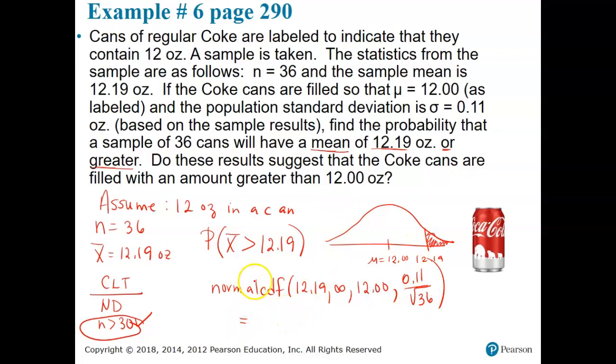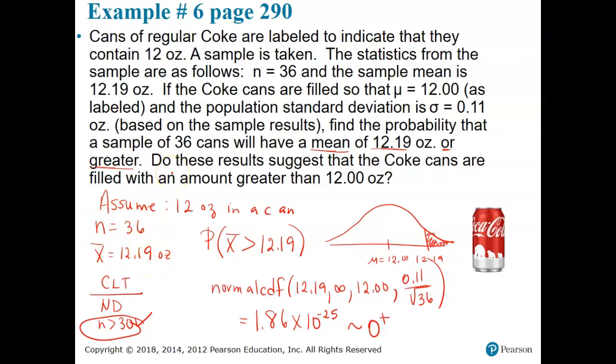Okay, when I get that value, I'm going to see that it is 1.86 times 10 to the negative 25th. I'm not even going to try to write that out, but I think we can see that that is very, very, very, very small. Okay, so what that tells me is if it's true that cans have 12 ounces in them, then it is almost impossible to select a sample of size 36 and have the mean be 12.19.